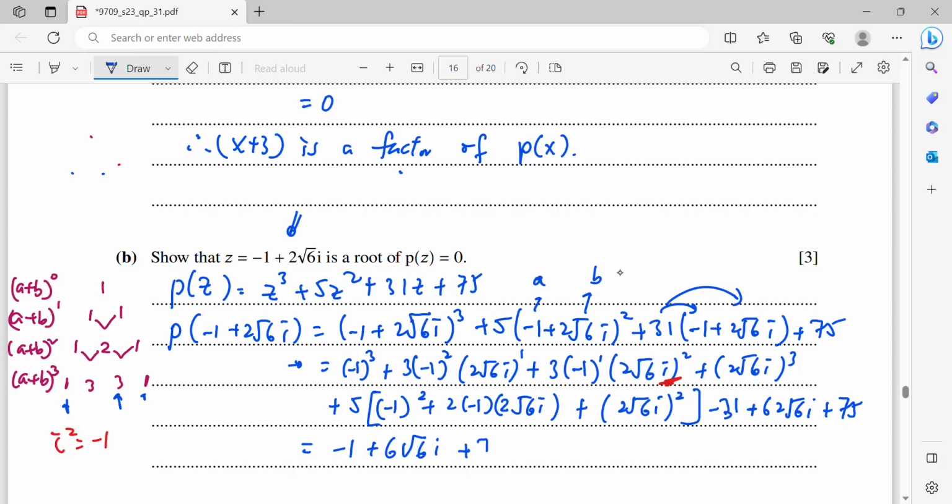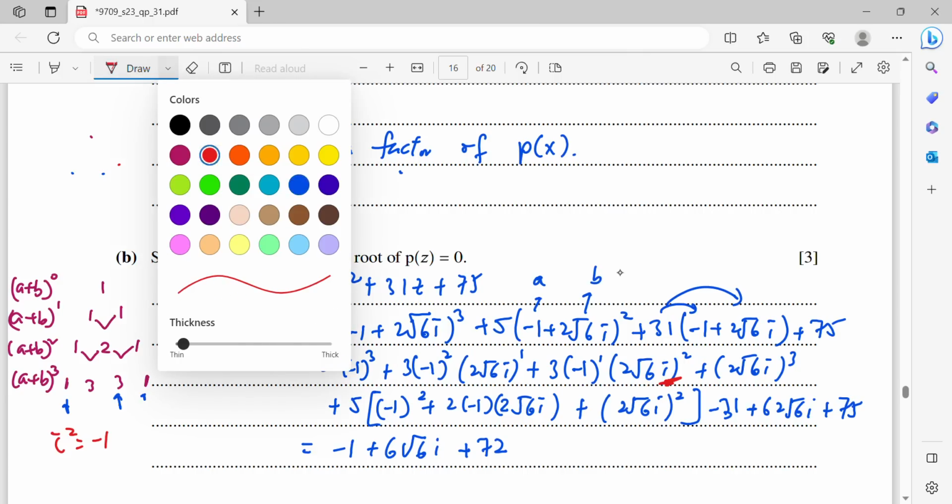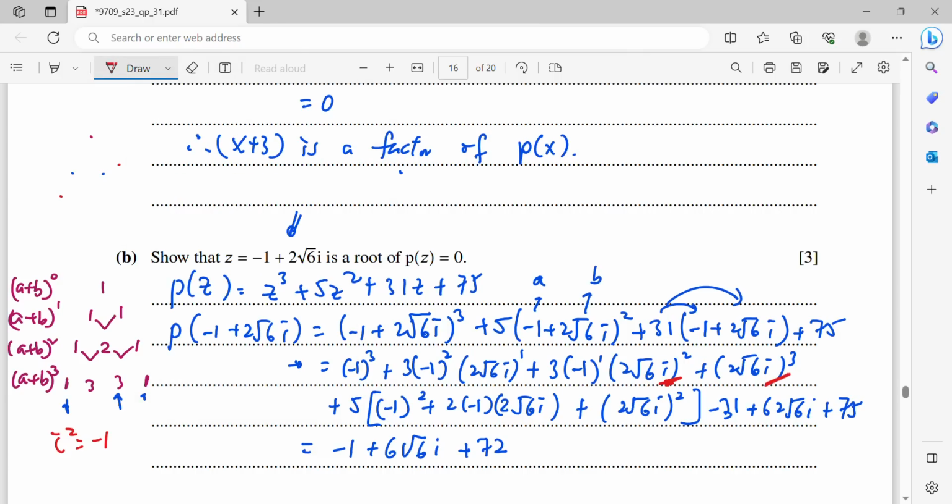$72. Right? Now, when i squared is minus 1, this is i cubed. So i cubed is i squared times i, which means it's minus 1 times i, then you will get minus i. So next term is going to have i, so I will get negative cube of 2 root 6, you will be getting 48 root 6, then i.